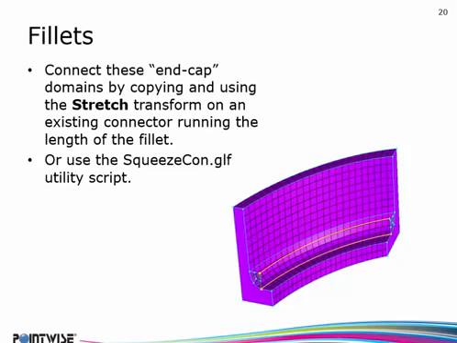Once you have those connectors set up, you can use some of our transformations to copy and translate and either stretch or possibly scale, or you can use another script that I have on here that I'll show you. It's called squeezecon.glf. So let's go ahead and read in this example and just look at it briefly.